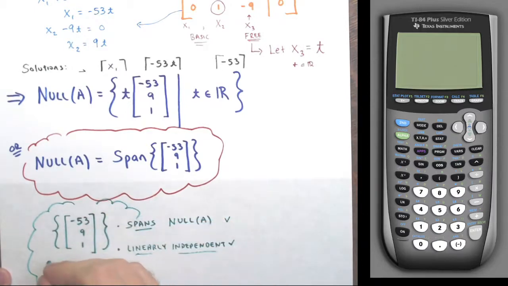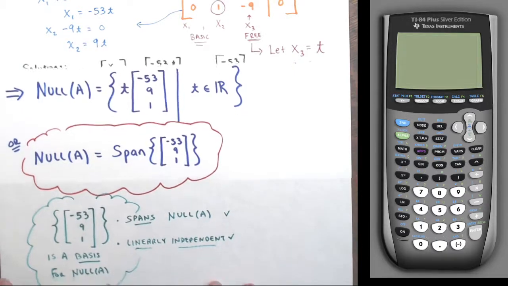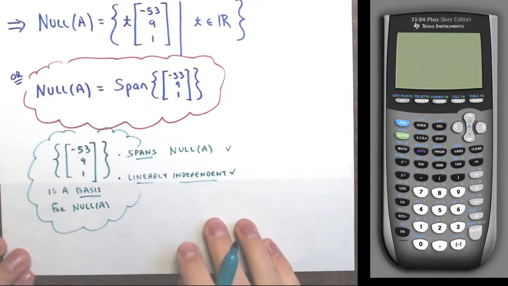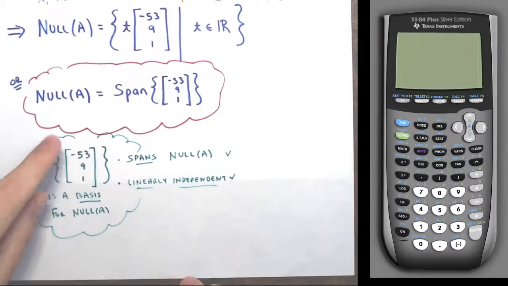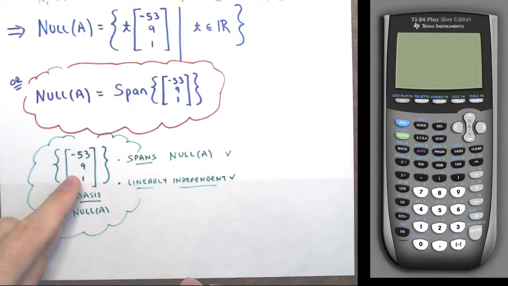So this set here is a basis for the null space of A. Right, that one vector is like the only building block you need to create this null space, right? Every vector in it is just some multiple of this, and it's clearly independent because it's on its own. It's a single non-zero vector.